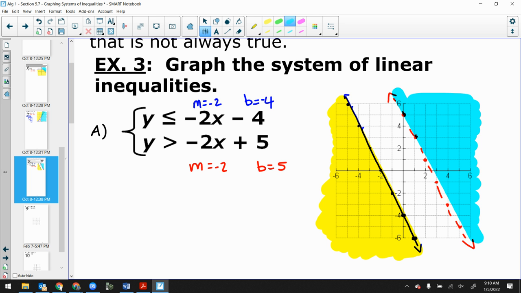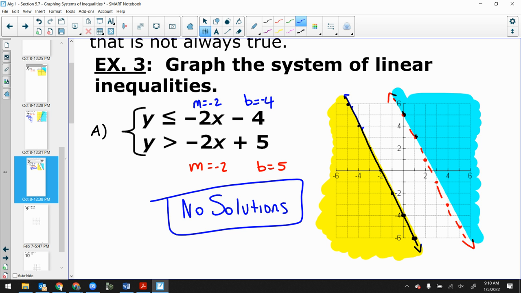So where is my overlapping shaded region? There is none. No solution. There are no solutions to this. You could also use the no solution symbol if you'd like to. Now, just because you see parallel lines, don't assume that it's going to be no solutions. If you want to, go ahead and start graphing the next one. I'm going to do it with you guys, but if you want to get a jump on it, go ahead and start graphing the next one.